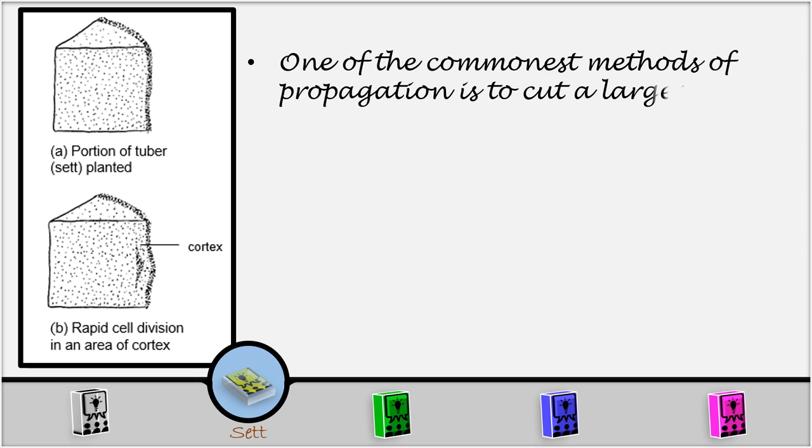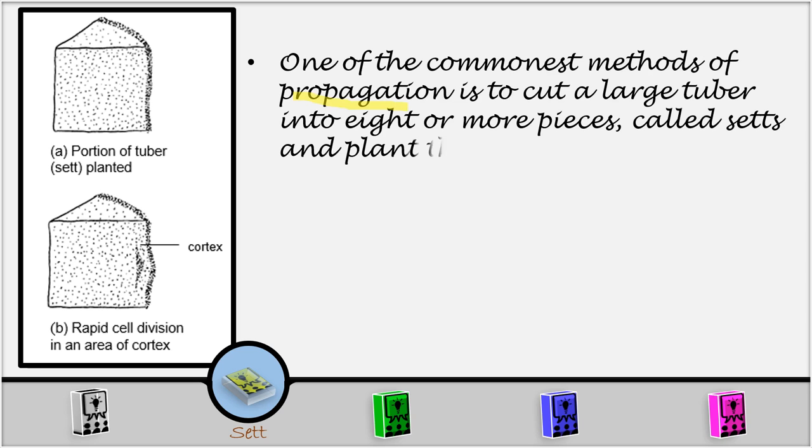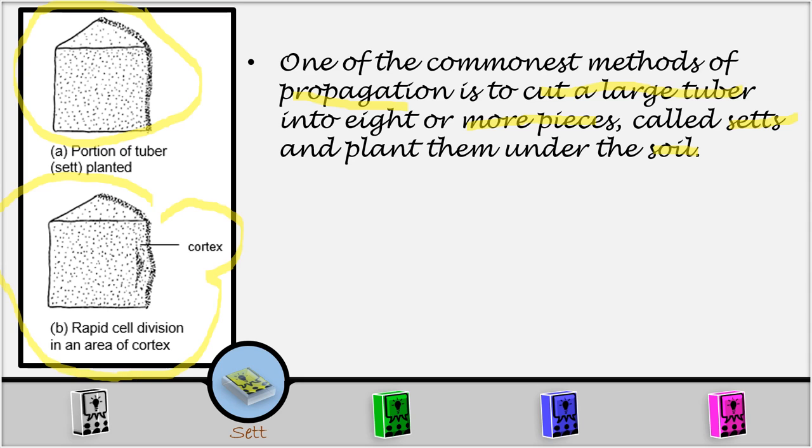One of the commonest methods of propagation is to cut a large tuber into smaller pieces. These ones we call the sets, and plant them under the soil. So we have our set cut here, the portion of the tuber planted, and then there is rapid cell division in the area of the cortex. There we are going to produce our bud.